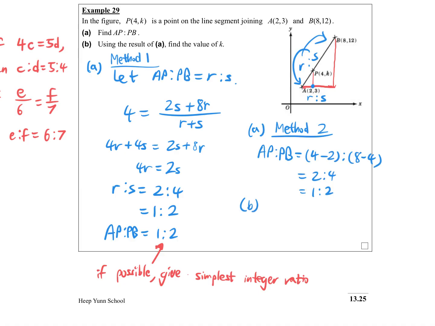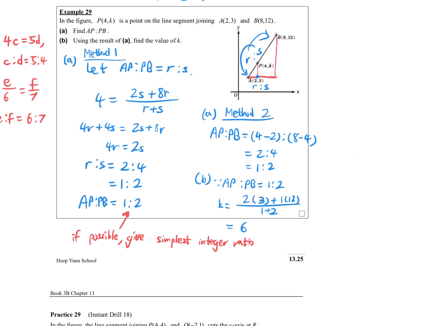And in part B, they ask you to use the result of A to find K, so you must apply AP to PB is 1 to 2. And to find K, it means you use the section formula on the Y coordinates. And that gives you K equals 6.